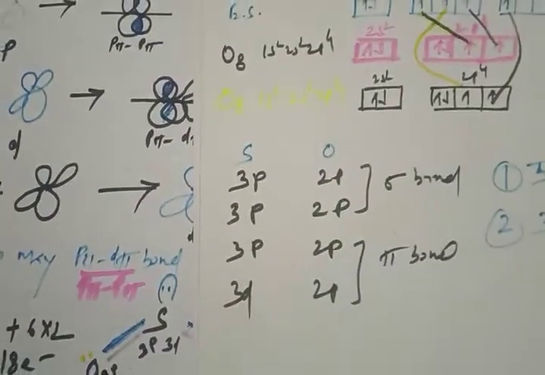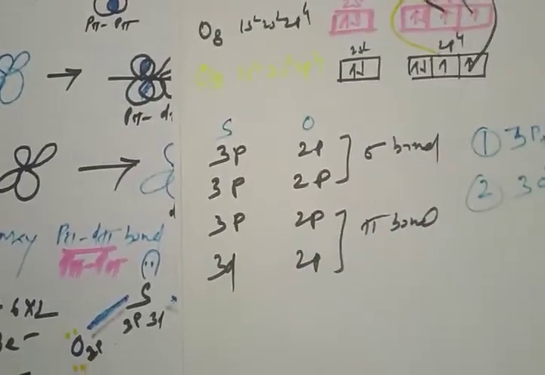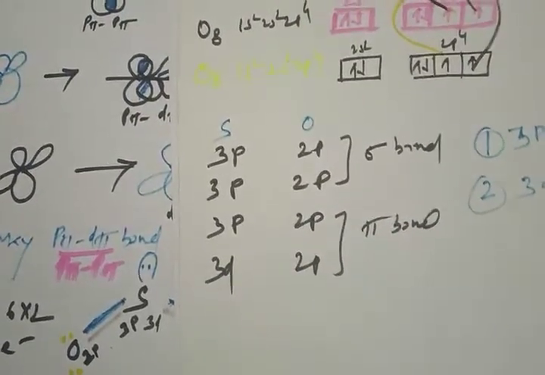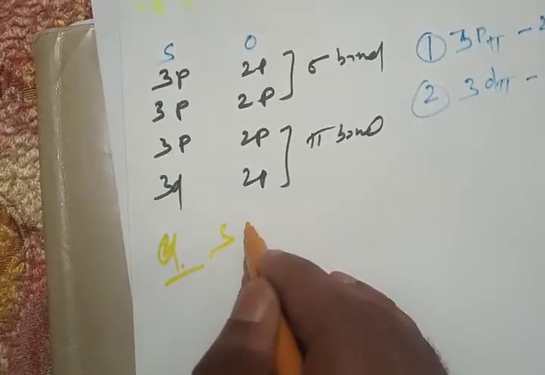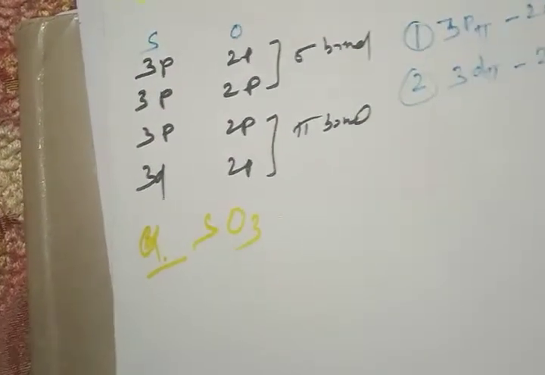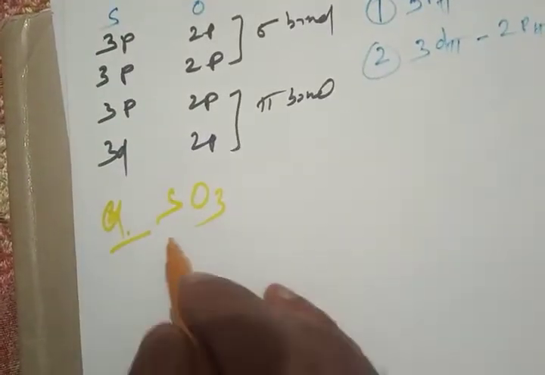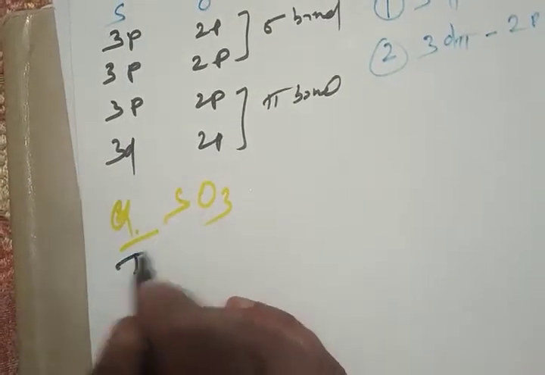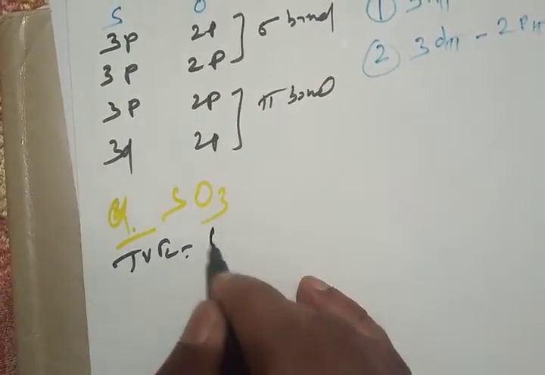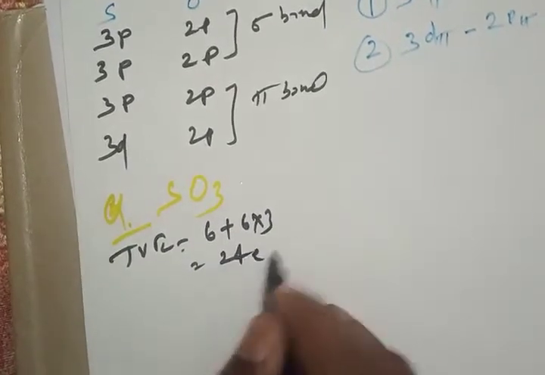Okay, we will take one more example, then the concept is clear. So let's take the example of sulfur trioxide. I will discuss it in a very quick session. So let's talk about the total valence electrons of sulfur trioxide. 6 and 6 into 3, so the total will be 24 electrons.